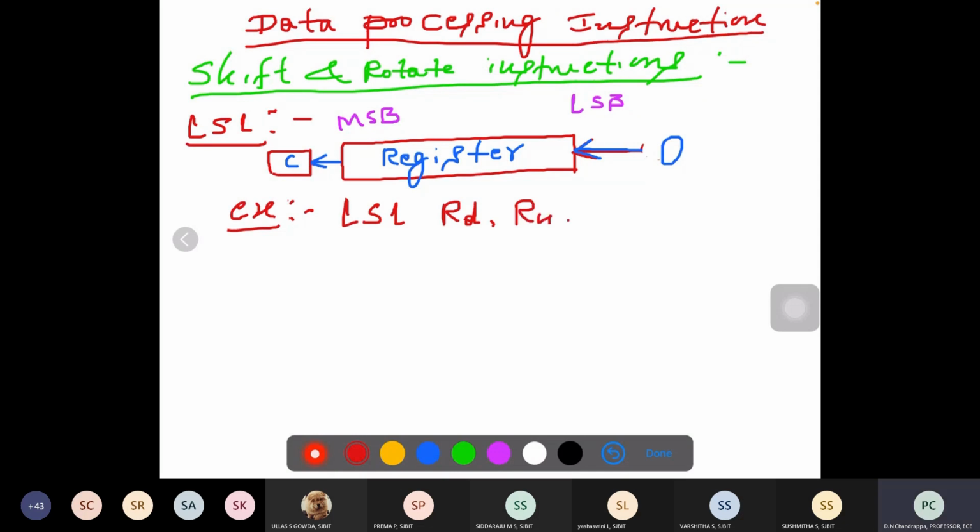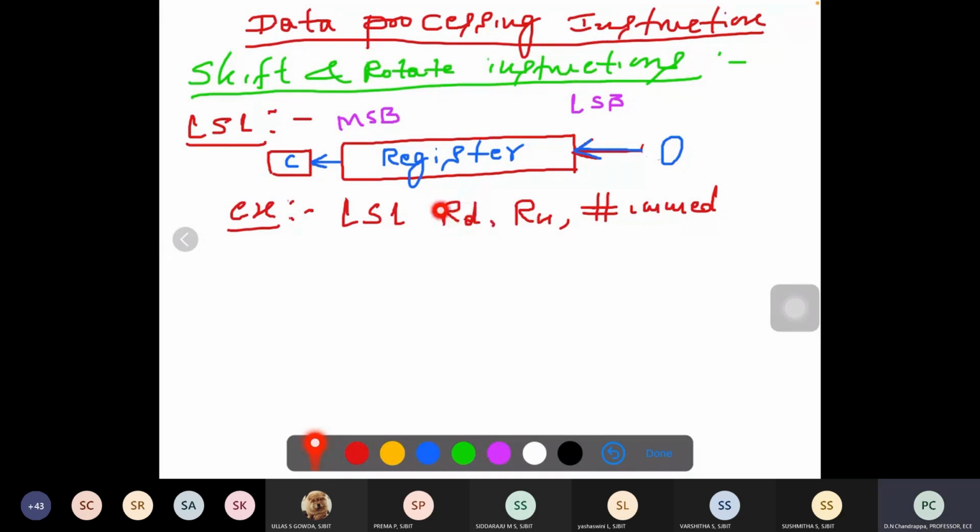Now I will take some suitable examples for these LSL instructions with syntax. The way of writing the syntax is very important. For example, please take down the example: LSL, logical shift left, Rd comma Rn comma hash immediate. Suppose I take this instruction.